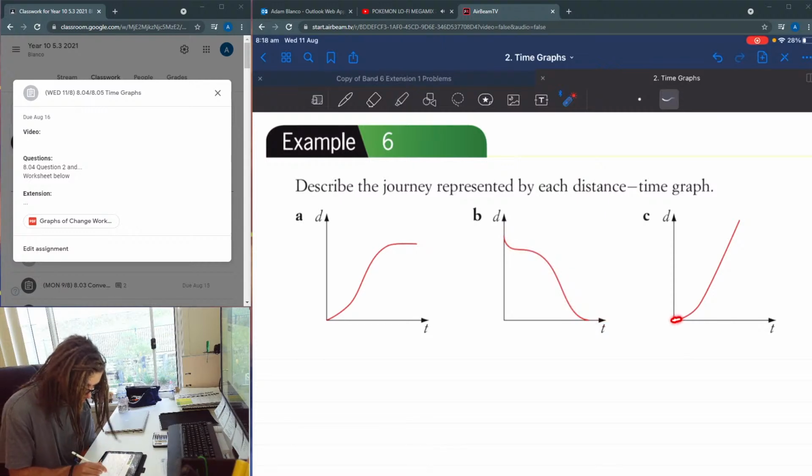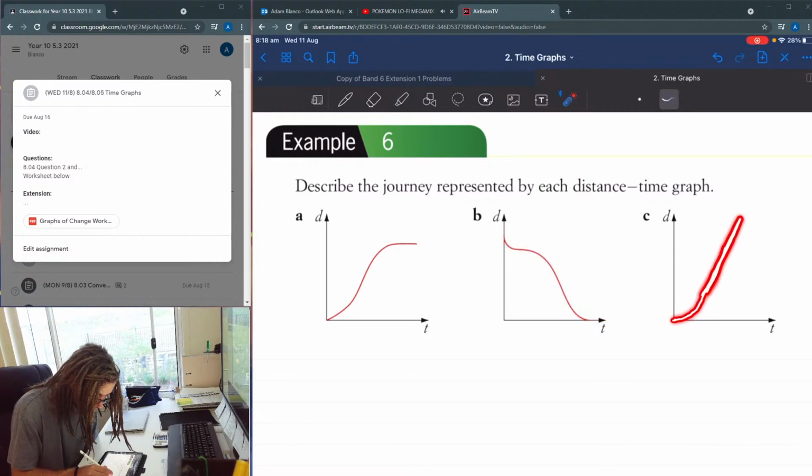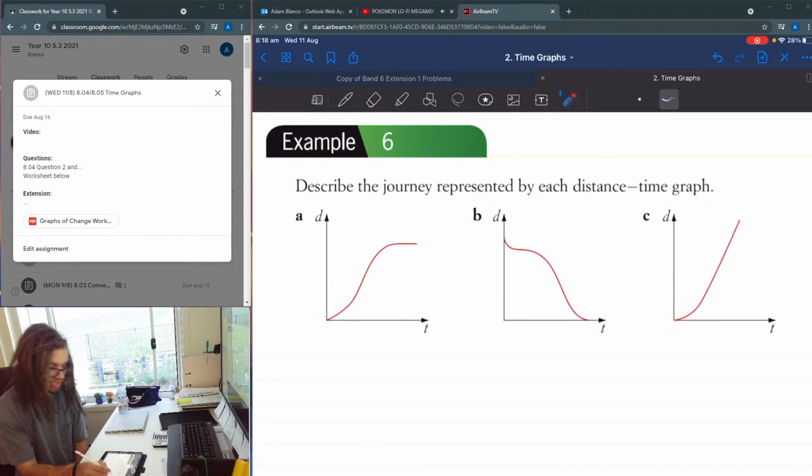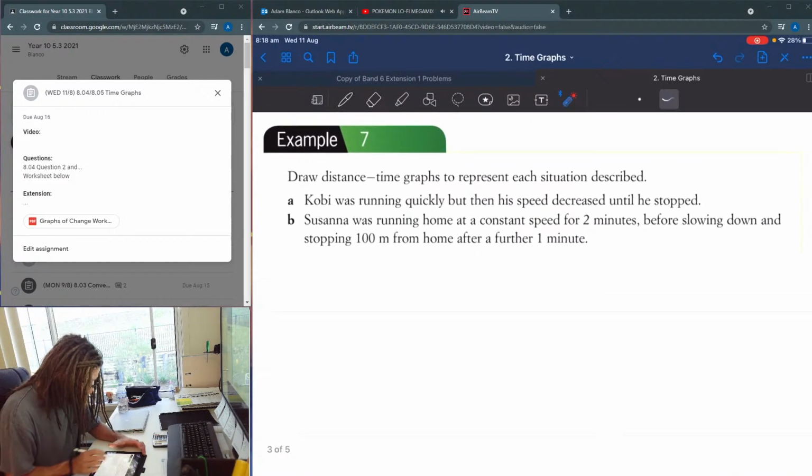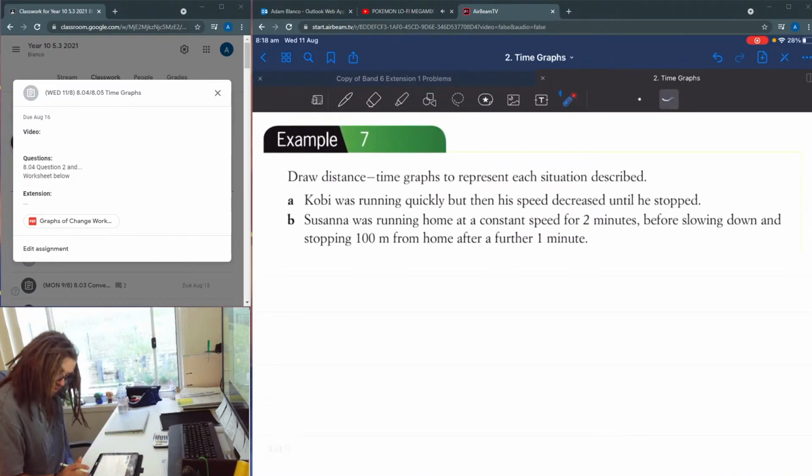This one, they start off slow, and then they increase their speed, and then because it's a straight line, they move at a constant speed for the rest of the journey. Well, there's no arrow, so I guess they just stop, but yeah, I guess that's how you could describe those three.